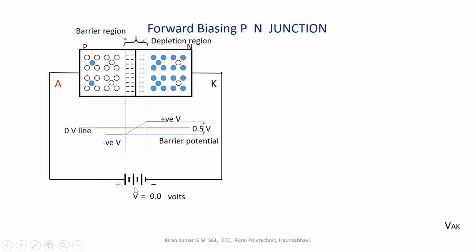Still, the voltage is not given to this diode. That is why it is as good as an unbiased PN junction, only with the barrier potential of 0.5 volts. It's an example only. 0.5 volts is an example.